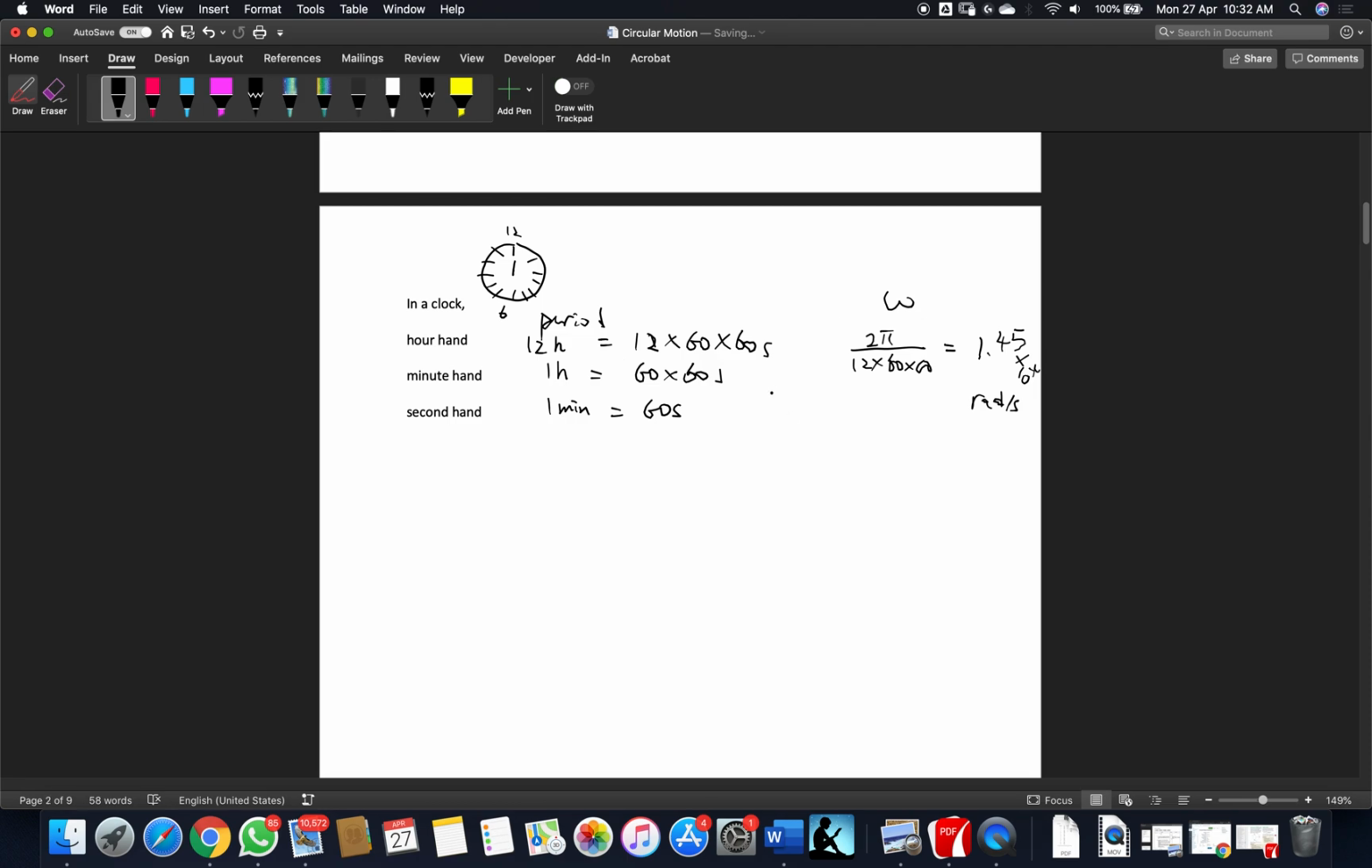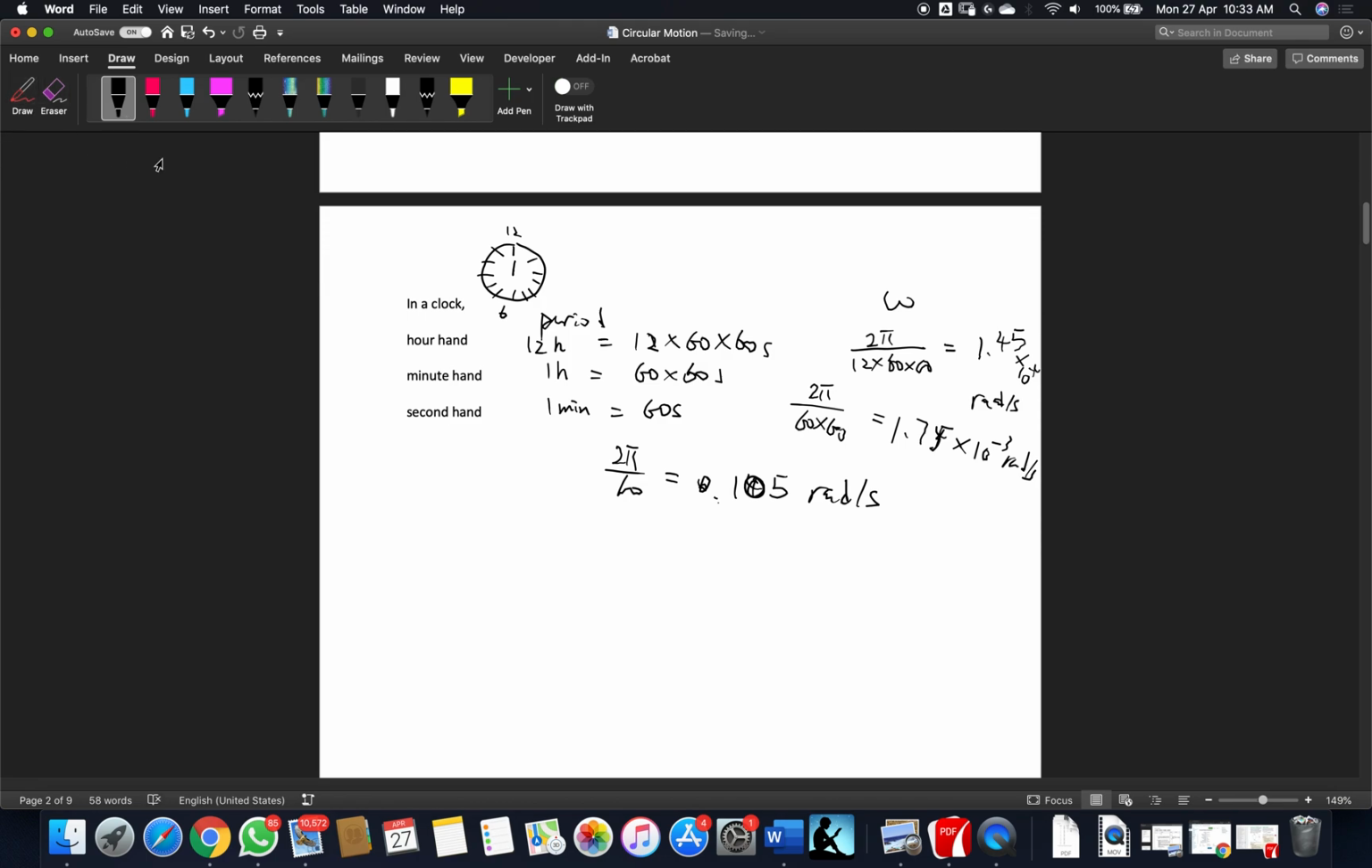So the angular speed of minute hand is 2 pi over 60 times 60. That is 1.75 times 10 to the power negative 3 radian per second. For the last one, the second hand, it is 2 pi over 60. So your answer should be 0.145 radian per second.